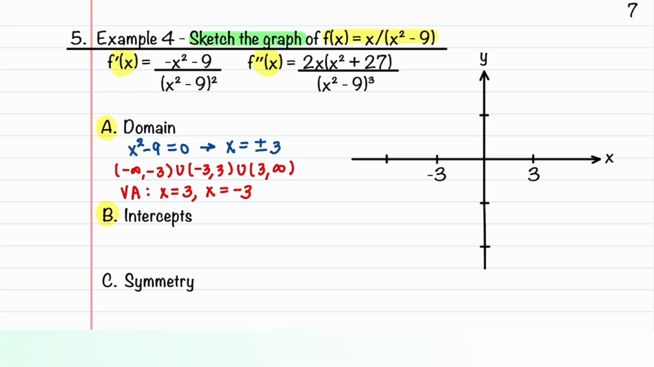Now let's look at intercepts. I think it's easiest to find the y-intercept first. So we're going to let x be equal to 0. And if you go back up here to our function, you can see that f of 0 is equal to 0. So our intercept is 0, 0. And this is both the x and the y-intercept.